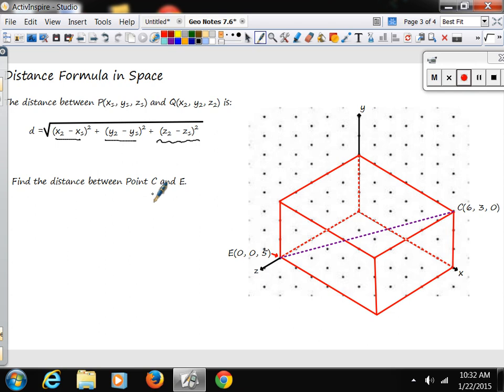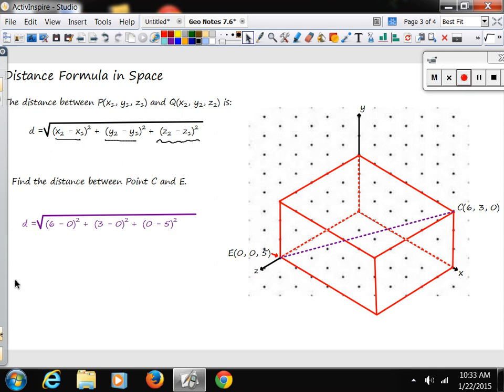So you see this on the board, it's a purple dotted line right here. Okay, that's from one corner of the box to the other top corner of the box. We could find that distance simply by plugging in our distance formula. So here's the way I would set it up.